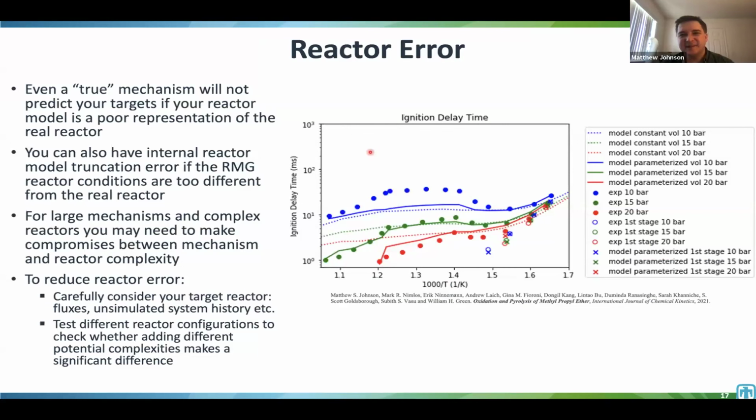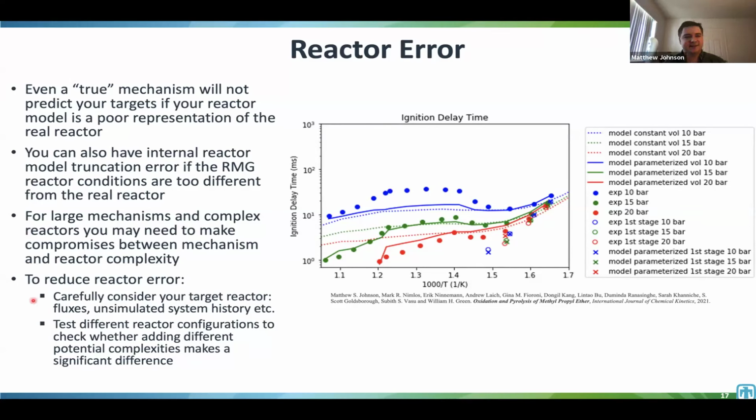So now let's talk a little bit more about reactor error. Even if your mechanism is entirely perfect, you're not going to accurately predict your experimental targets if your reactor model is a poor representation of the real reactor you're dealing with. You can also have internal reactor model truncation error if the RMG reactor conditions are too different from the real reactor. And in the more general case, if you're dealing with a very large mechanism and a very complex reactor, you may have to make some compromises between both mechanism and reactor complexity to handle this properly.